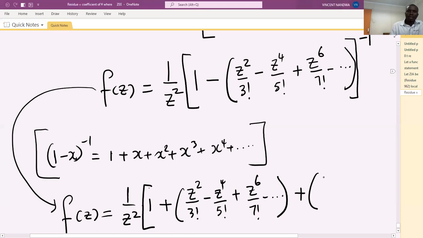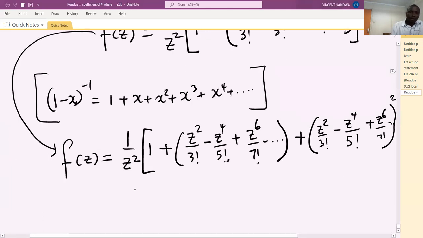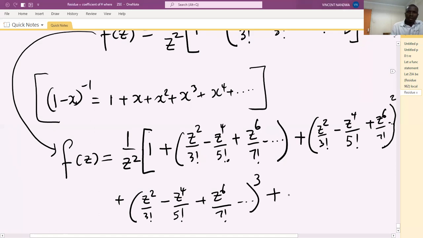plus z squared over 3 factorial minus z power 4 over 5 factorial plus z power 6 over 7 factorial minus other several terms, and then squared, plus z squared over 3 factorial, z power 4 over 5 factorial, z power 6 over 7 factorial, all to the power 3, plus other several terms of the same pattern.